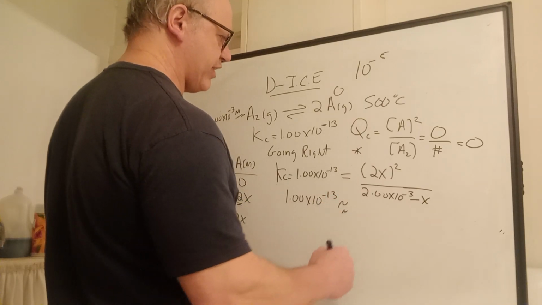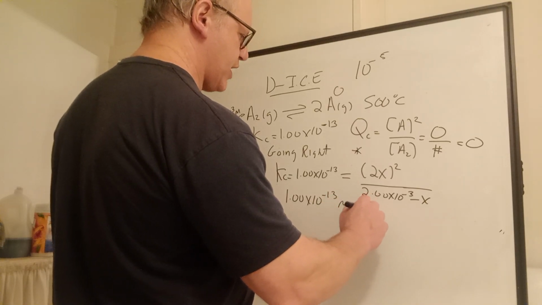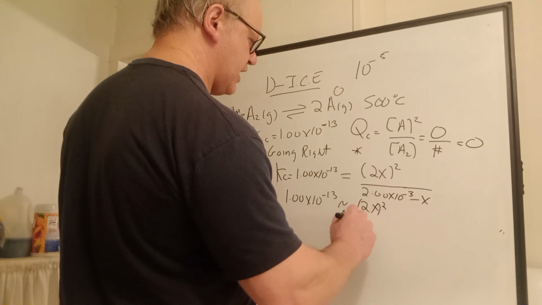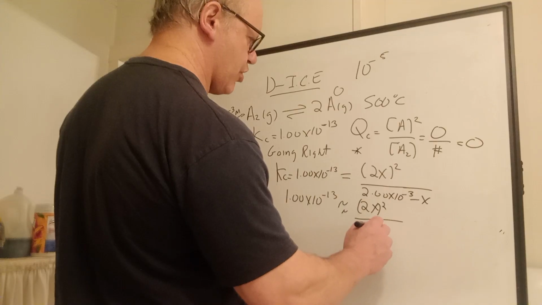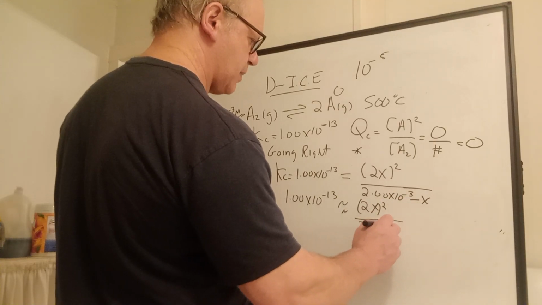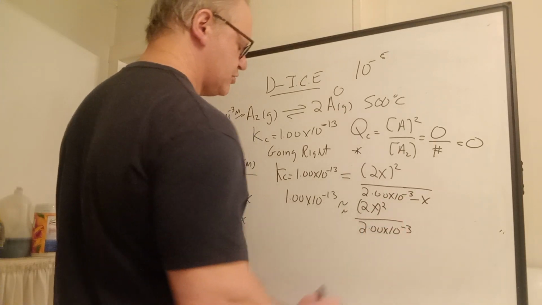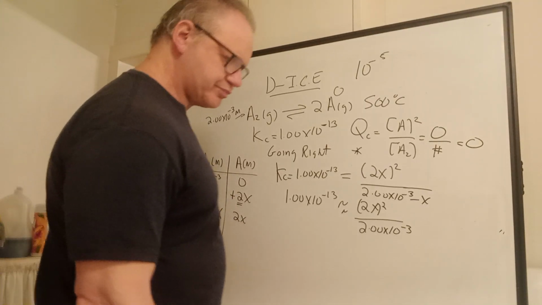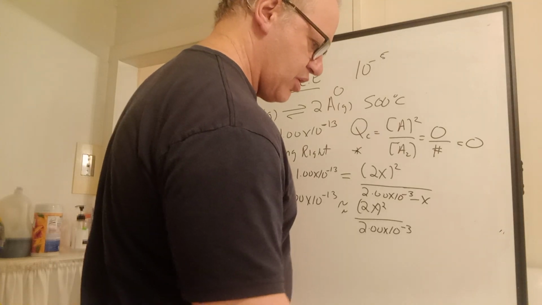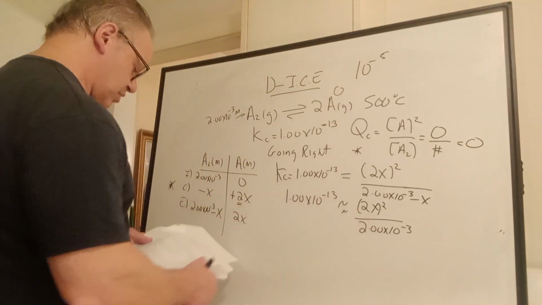Put a little squiggle there like it's approximate. So you got the 2x squared, don't forget the square. And then you're going to get rid of that x there. And that's the subtractive term. So that makes the math a lot easier. Now it's no longer quadratic. It doesn't have an x, and that's going to be just by itself.